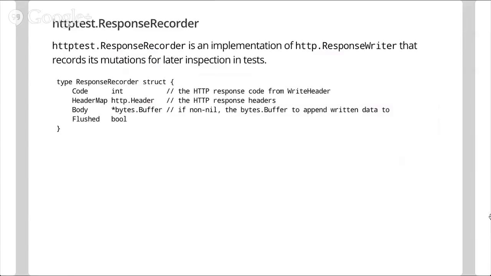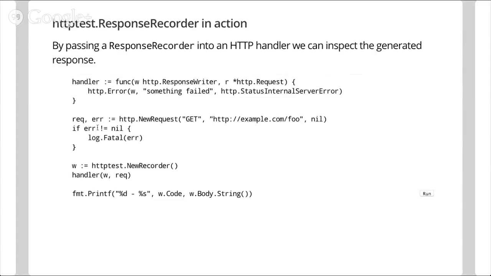As the name suggests, response recorder is actually a response writer implementation, but it doesn't actually send the response anywhere. All it does is record the response body into a bytes buffer and the header into this header map and the response code into this code. And it will also report whether the body was flushed and so on. So this is used inside the HTTP package for its own tests of its internals, but also in things like this. So to see this in action, here's another short demo.